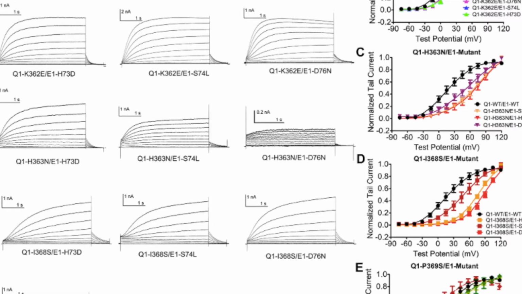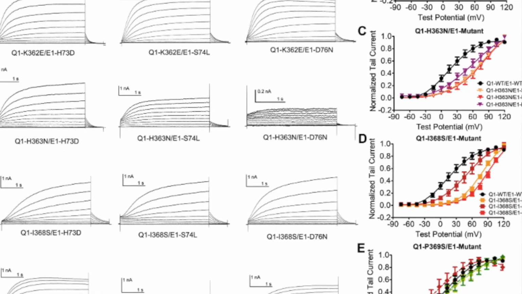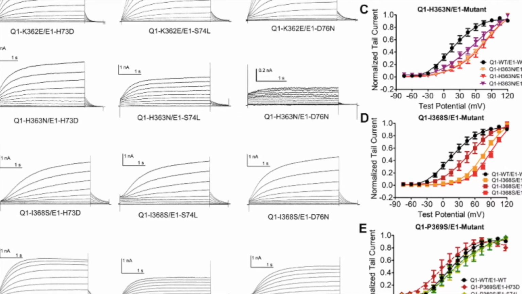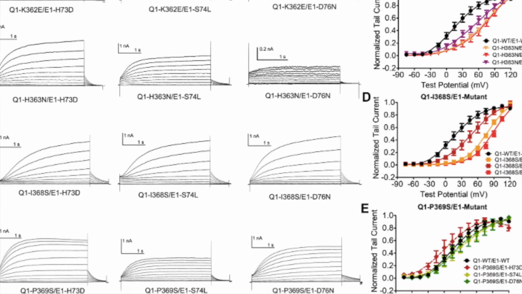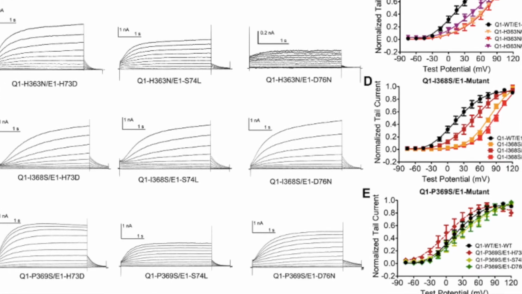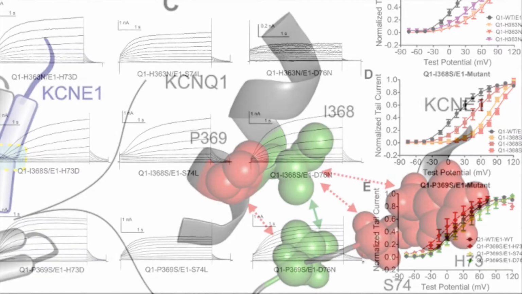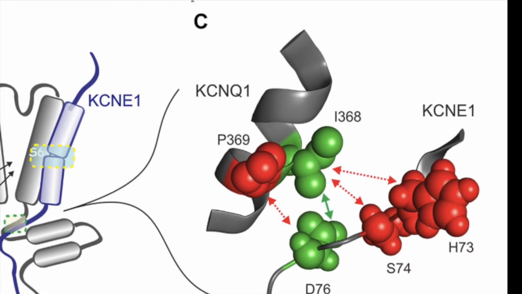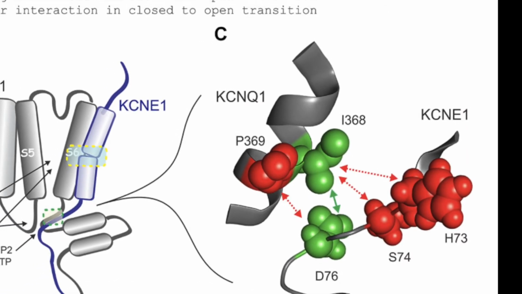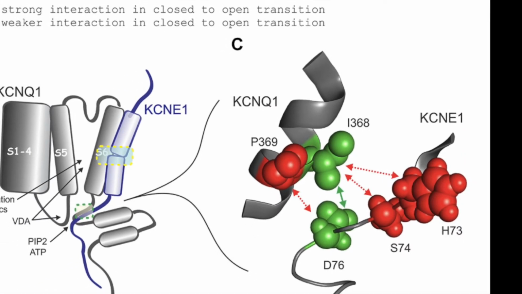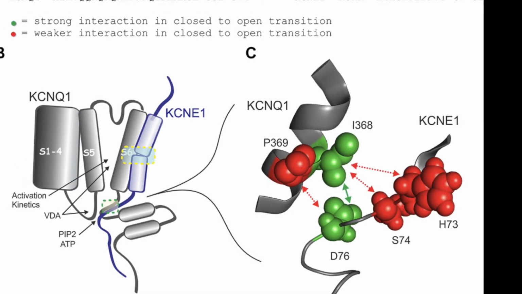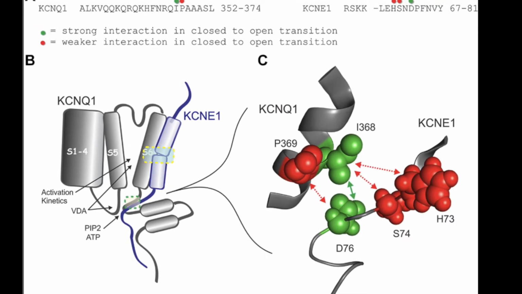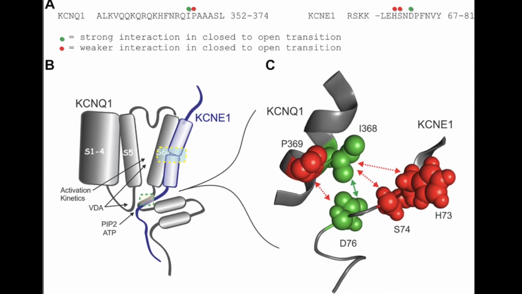Key mutations of residues in these regions tended to shift voltage dependence of activation towards more depolarizing voltages. These results suggest that the proximal carboxy terminal regions of KCNQ1 and KCNE1 participate in a physical and functional interaction during channel opening that is sensitive to perturbations and may explain the clustering of long QT mutations in this region.